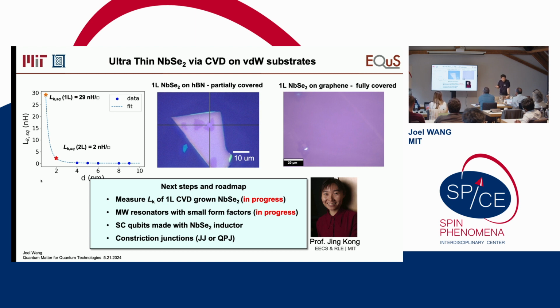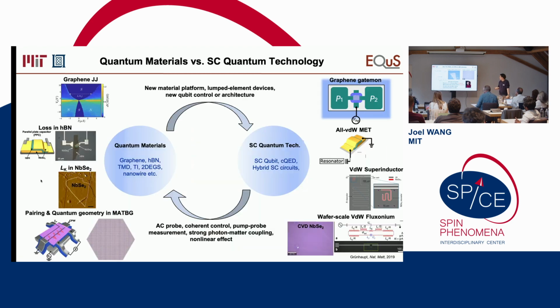We're trying to make the resonator, with the same motivation as the previous speaker, to make a very small footprint resonator. And we also want to make superconducting qubits, such as fluxonium, using this material. And of course, it can be made into a Josephson junction, or constriction junction, or quantum phase slip junction. So yeah, I hope I convinced you that studying van der Waals materials can give you two flavors of very interesting scientific fields. There are some examples that we don't have time to talk about. I would be very happy to talk offline.